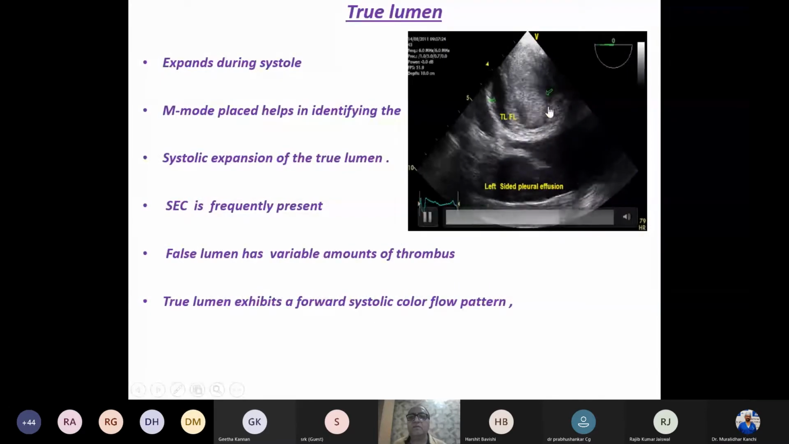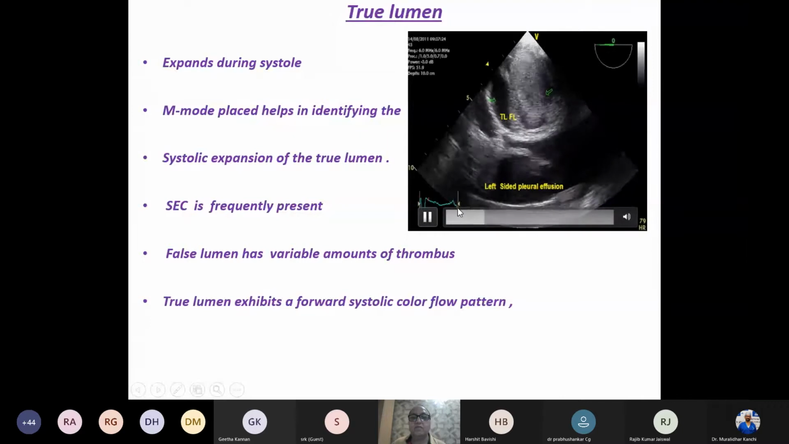Now, this is another image you can see here, in the descending aorta. You can see the intimal flap here. It is oscillating with each cardiac cycle. Now, if you see here, the true lumen, how do you identify the true lumen? It expands during systole. That is why we have to have a running ECG below in the image.